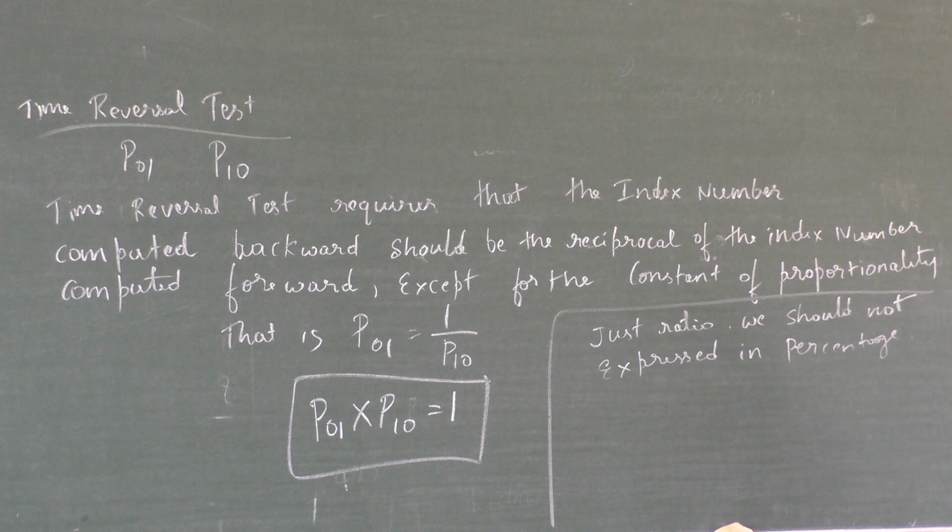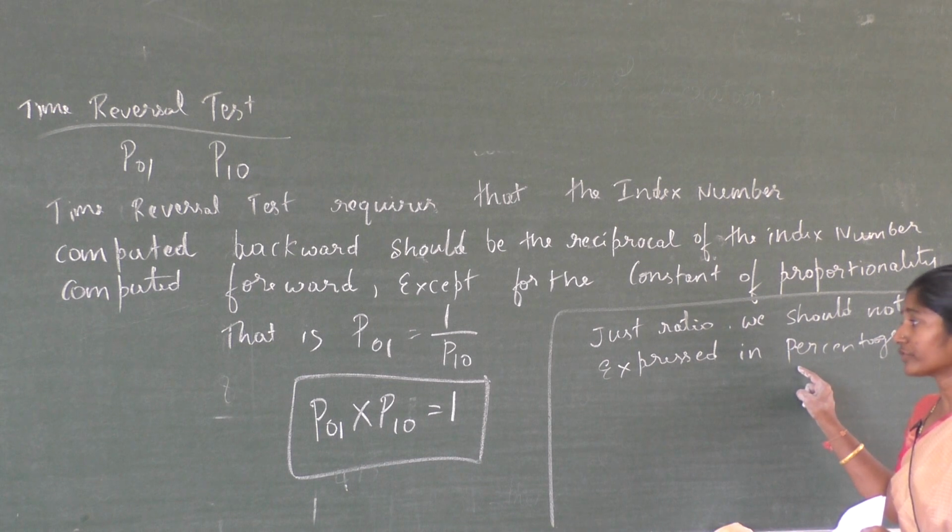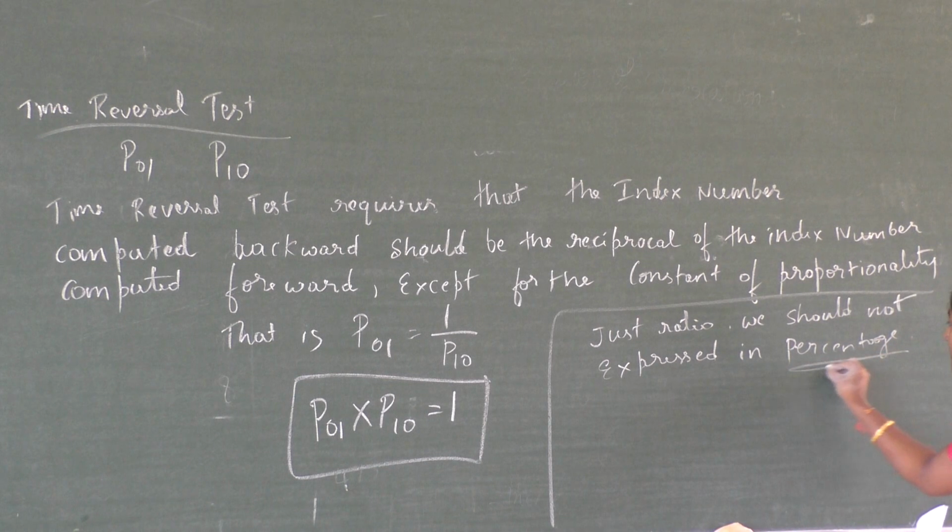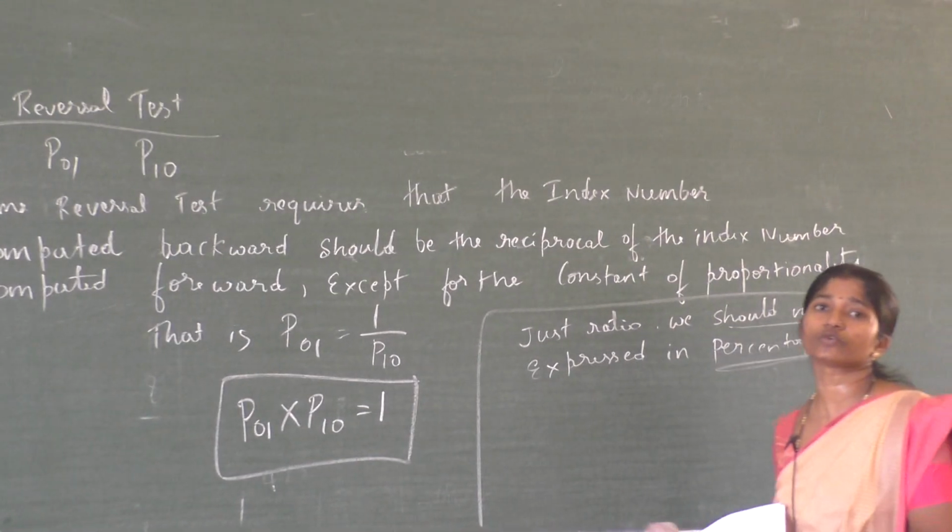See, this one you should remember. While you are going to test, we should not express in the percentage. That means we should not take into 100 while calculating. For the other index numbers, while you are computing, we should express it in the percentage. We have to write into 100.